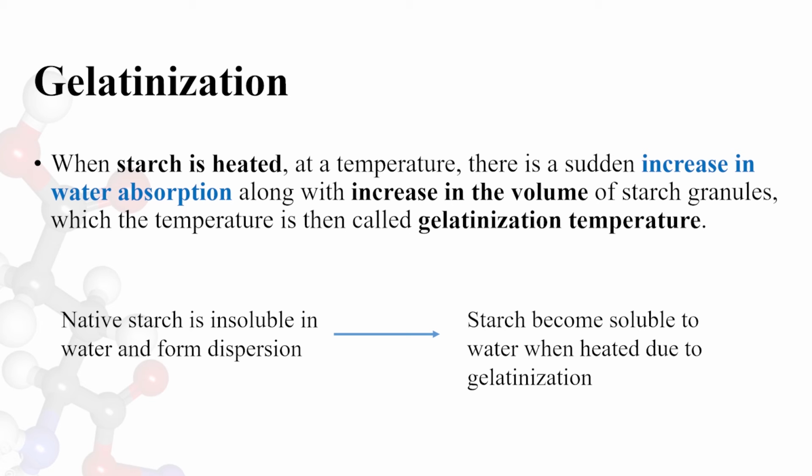When starch is heated with water gradually at 1.5 degrees Celsius per minute, the physical changes of starch start to occur. Gelatinization occurs when there is a sudden increase in water absorption along with a 100% increase in the volume of starch granules, which at that temperature is called gelatinization temperature.